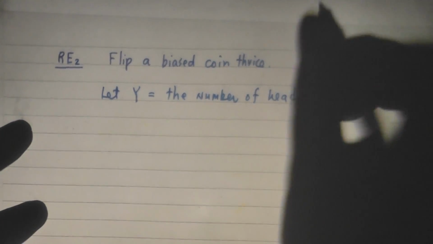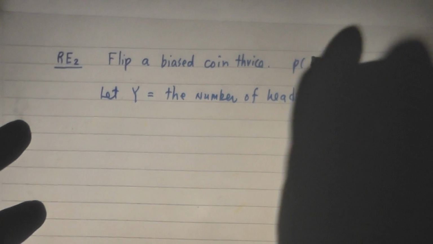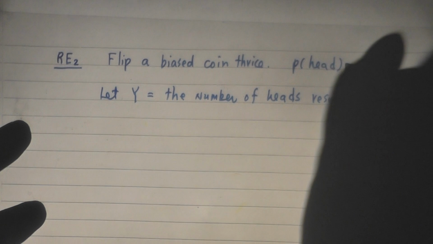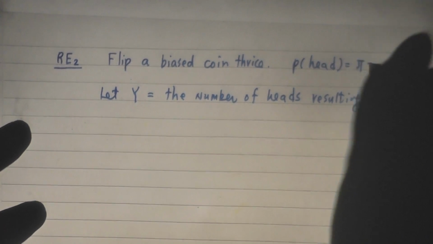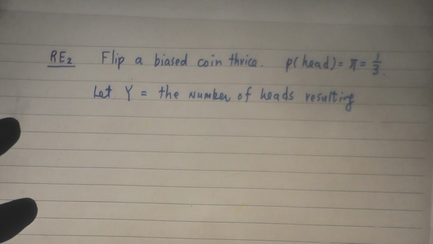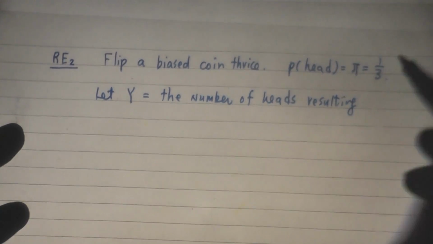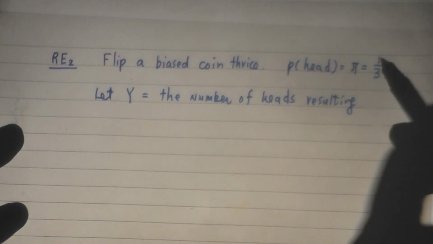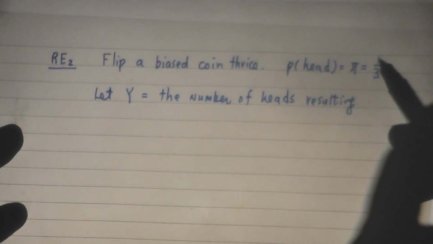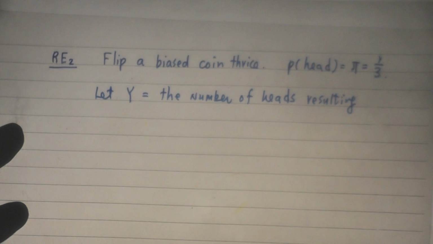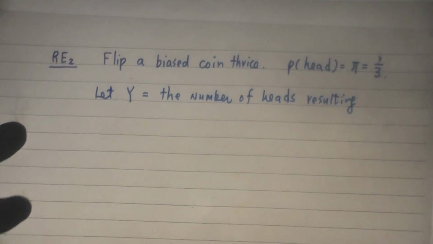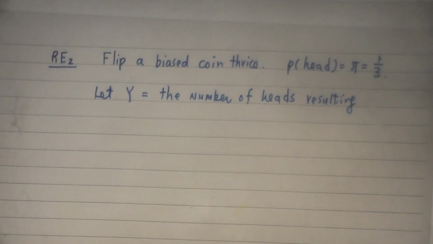And how biased a coin? Say the probability of getting a head, this is pi, and pi is equal to 1/3. When you flip such a coin, say 300 times, you expect to see 100 heads. If you flip 3,000 times, you expect to see 1,000 heads. Okay? That's what we mean, probability of getting heads is 1/3.